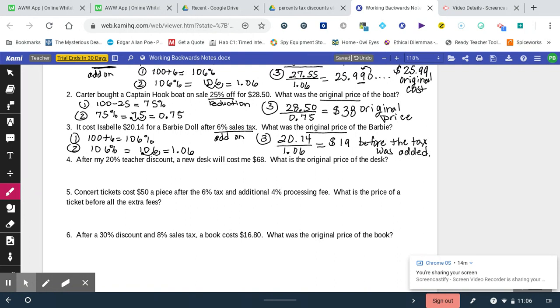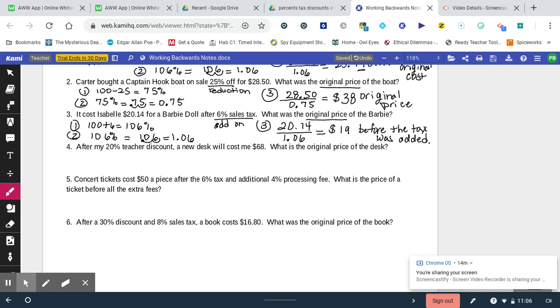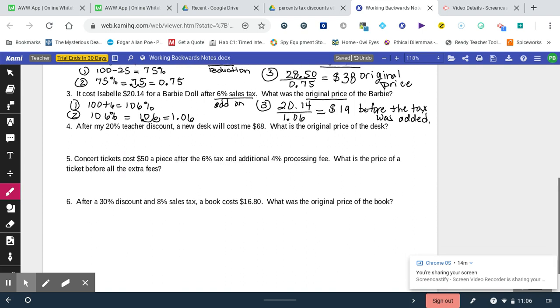And we should expect the original price to be lower before tax is added. Because tax again makes things go up. All right. After my 20% teacher discount, a new desk will cost me $68. What was the original price of the desk? So before I actually paid, before they took the 20% off, what was the original cost of the desk, because it wasn't $68.